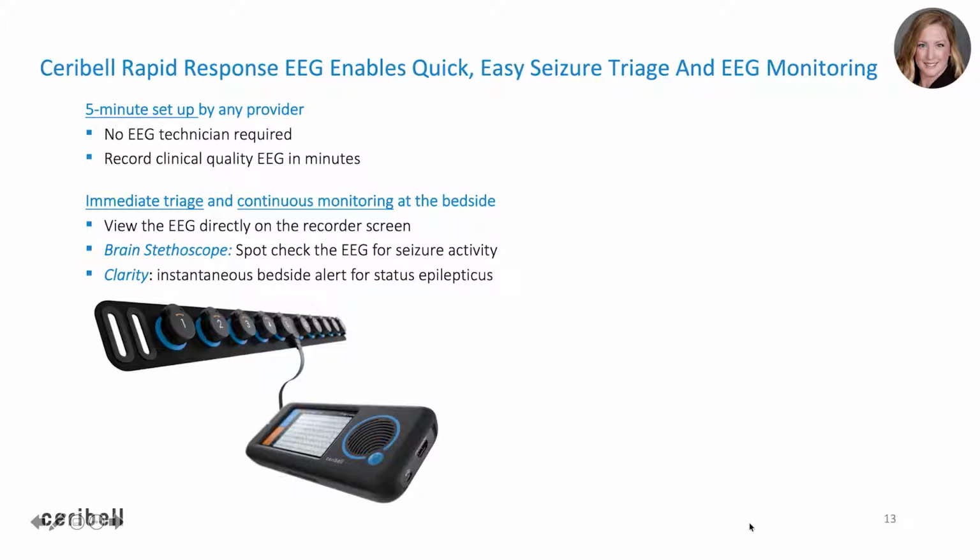There are two options for waveform interpretation. First, the brain stethoscope, which is an audible interpretation of seizure activity. Really great for spot checks by the nursing team. Second, software component called Clarity that is like an EEG tech monitoring the waveforms and constantly looking for patterns. It provides an instantaneous audible and visual alert at the bedside.